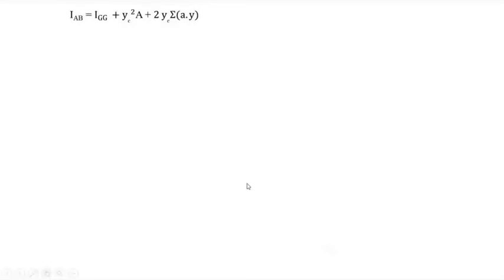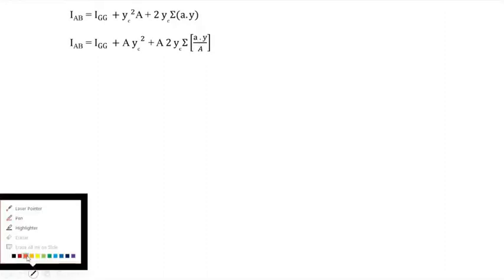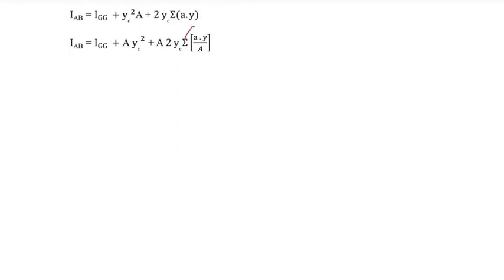It's nothing but 2 into YC into sigma A into Y. Let us move on further. I'll multiply A over here and divide by it, so we get A into 2YC into sigma AY divided by A. Now you can see I have just segregated this A into Y divided by A. So what can you tell me? What is this term, summation A into Y divided by A? X bar.